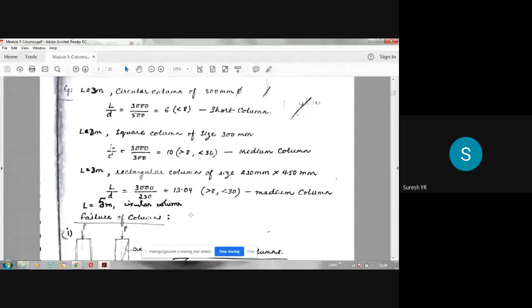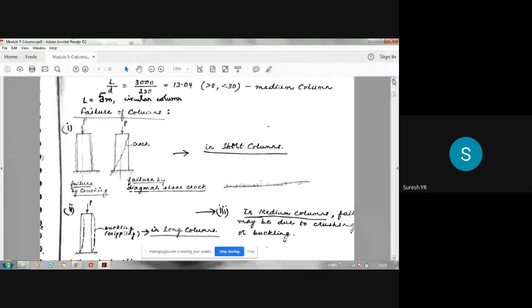Now the next question is how failure in a column occurs. Different types of columns fail in different ways. For example, in a short column, the failure of the column will be by crushing. It is called crushing. So suppose you take this as a short column whose L by D ratio is less than 8, if load P is applied here, this column can take that load P to some extent.